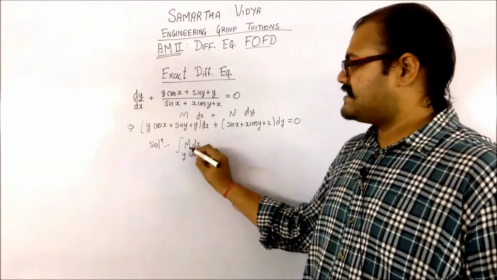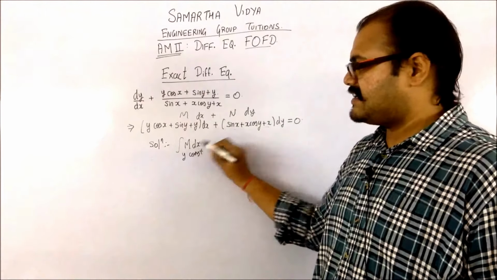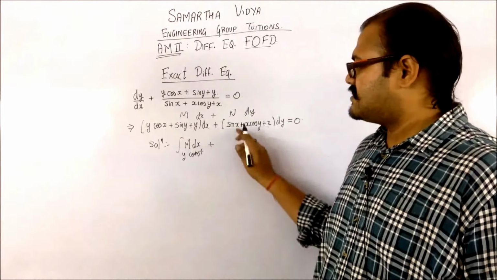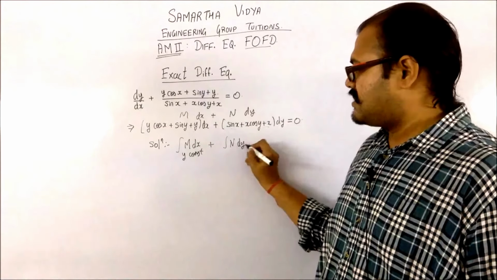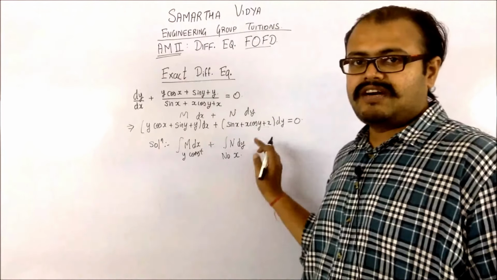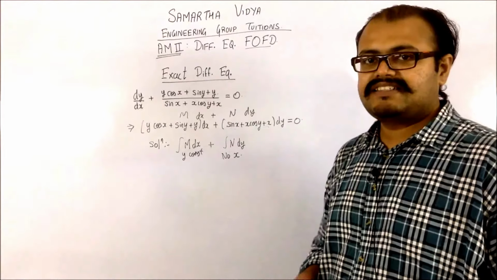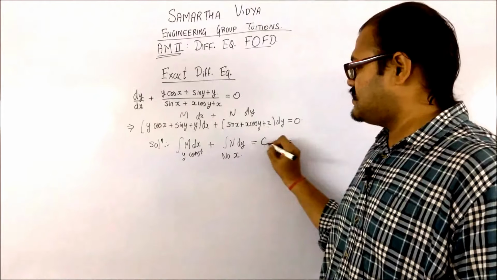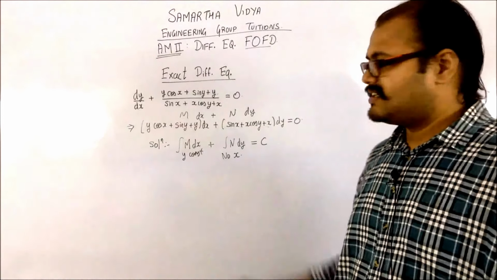So while you are integrating this term, you will be keeping your y constant and integrating it with respect to x, plus you will be finding the integration of your n, and while doing so you have to have no terms of x. So you should avoid all the terms which are present in x in n and find the integration with respect to y. This thing will be equal to c, which is the constant of integration or just a constant term present.